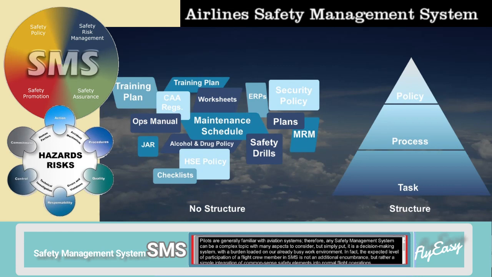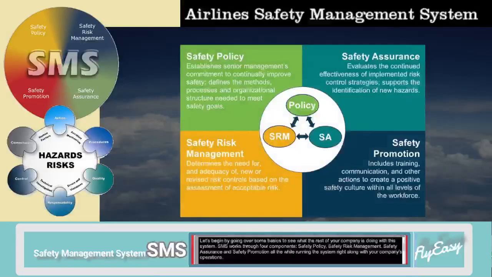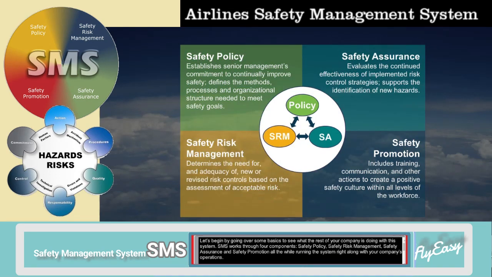In fact, the expected level of participation of a flight crew member in SMS is not an additional encumbrance, but rather a simple integration of common-sense safety elements into normal flight operations. Let's begin by going over some basics to see what the rest of your company is doing with this system. SMS works through 4 components: safety policy, safety risk management, safety assurance, and safety promotion, all the while running the system right along with your company's operation.